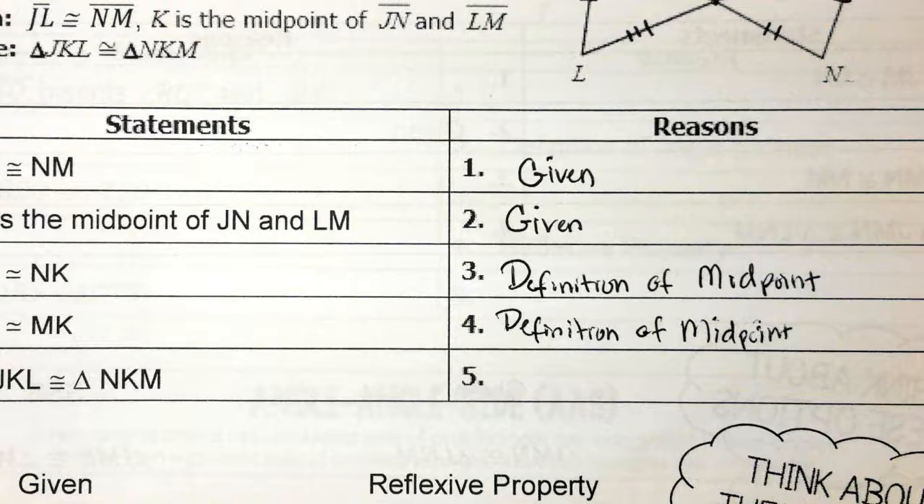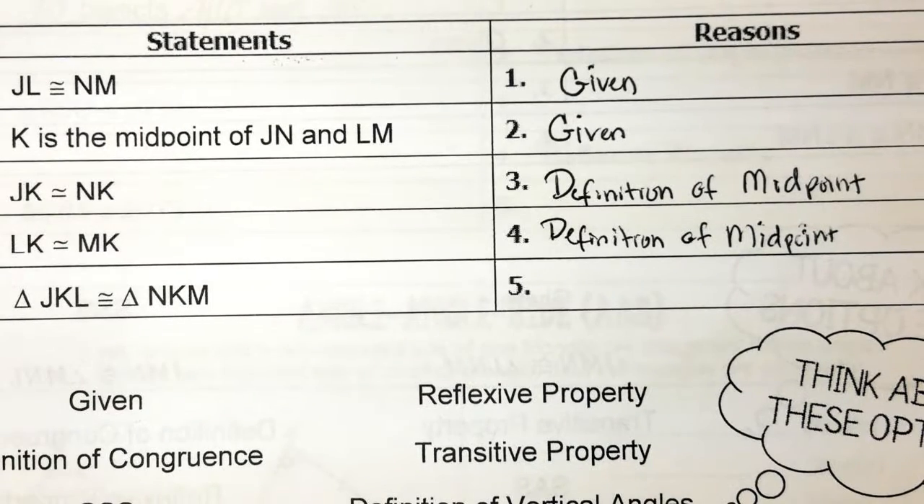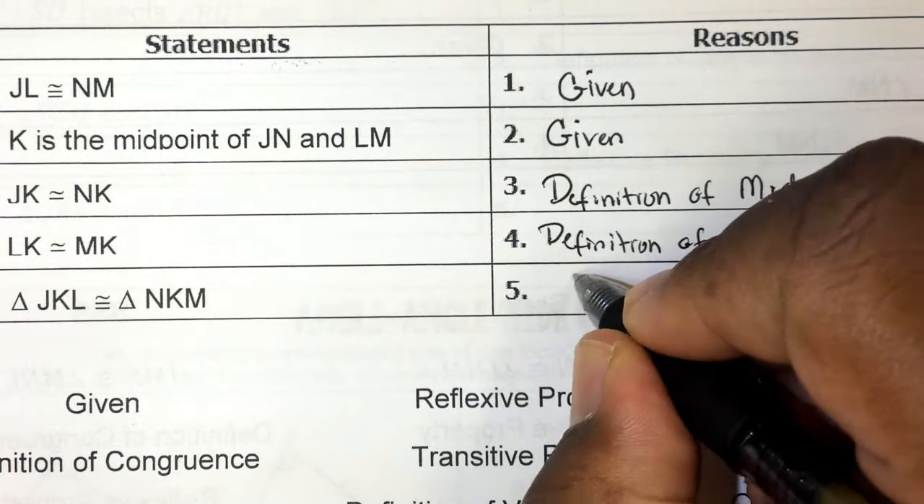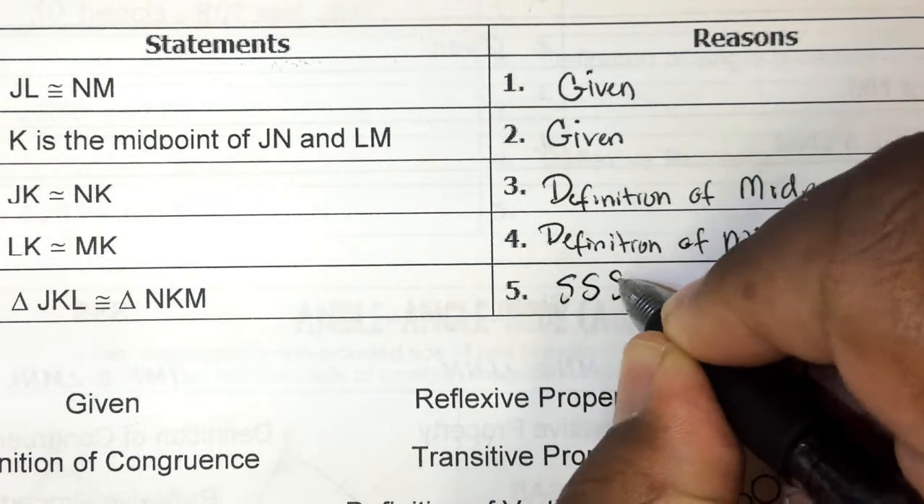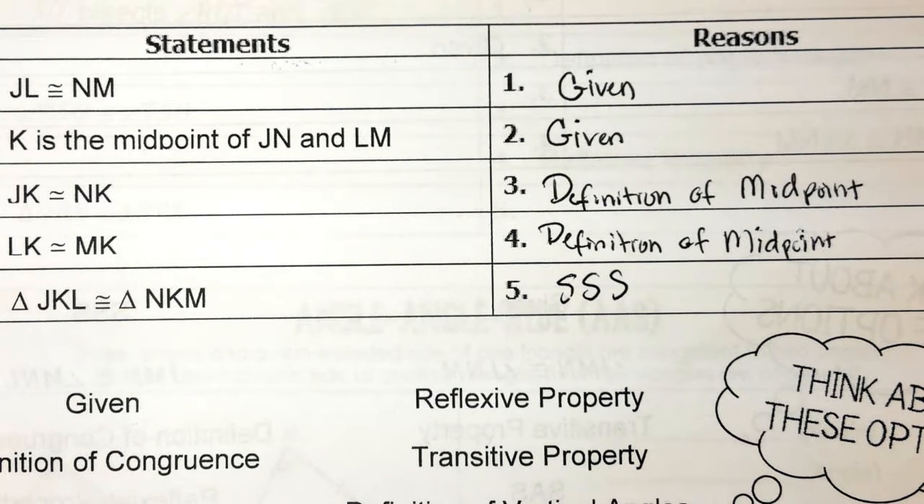Alright, we done made it to the end. We're at the point where we want to prove a triangle is congruent to a triangle. Triangle JKL is congruent to triangle NKM. SSS. We're proving side, side, side.